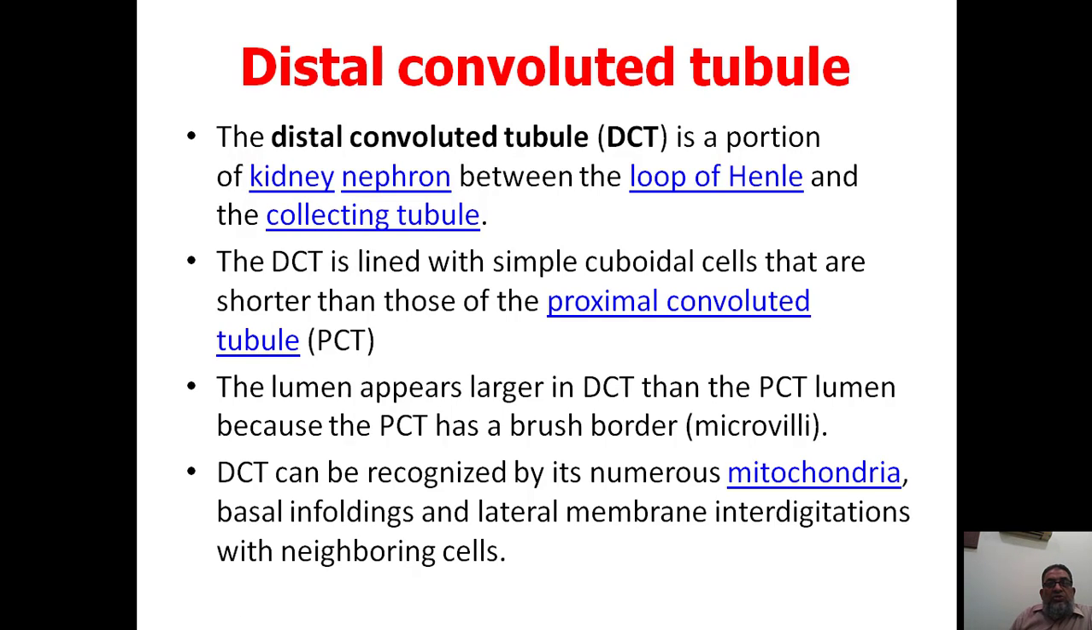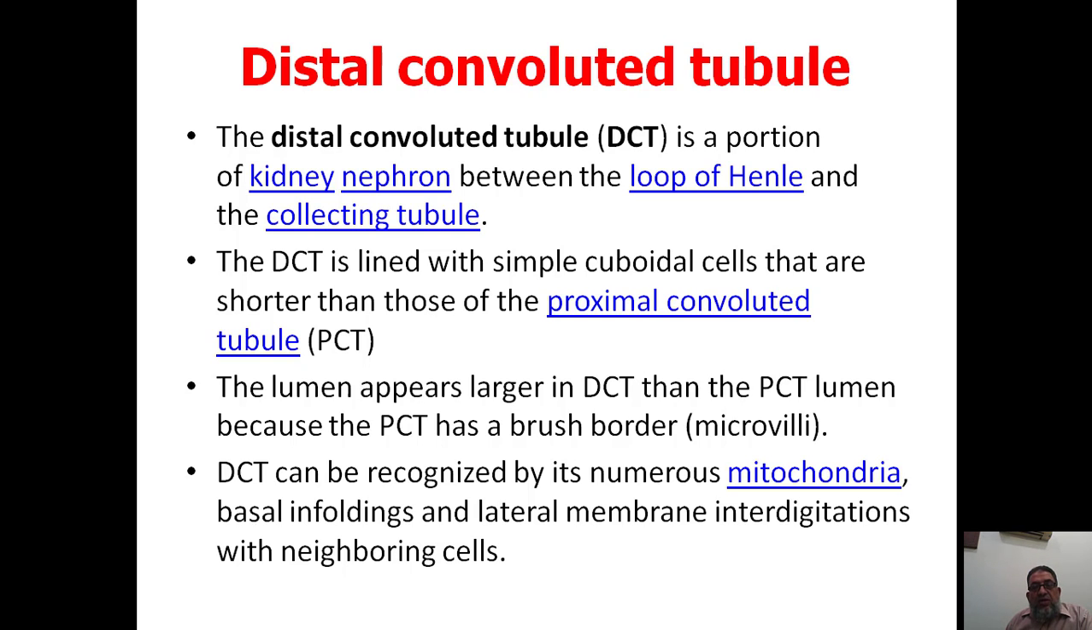The distal convoluted tubule is the portion of the kidney nephron between the loop of Henle and the collecting ducts. The DCT is lined with simple cuboidal cells that are shorter than those of the proximal convoluted tubule. It is lined by the same simple cuboidal cell, but shorter in length. Compared to the proximal convoluted tubule, the lumen appears larger in the DCT.